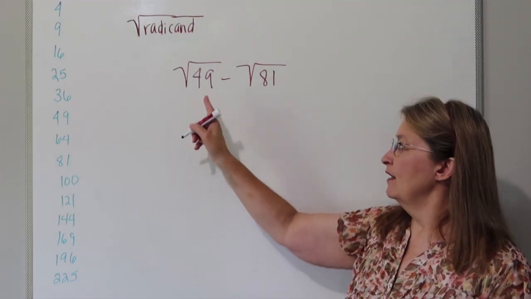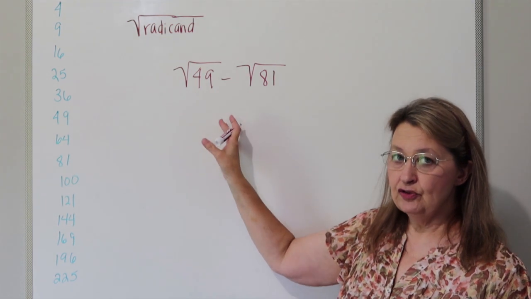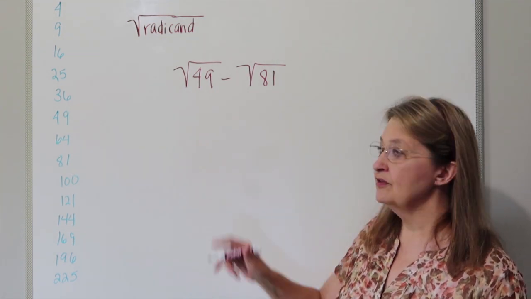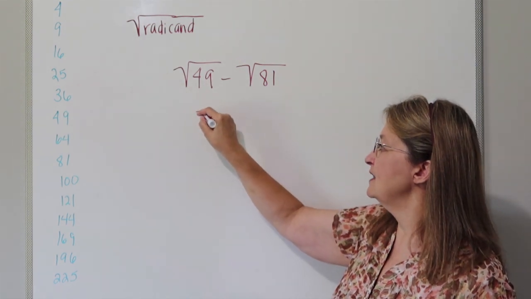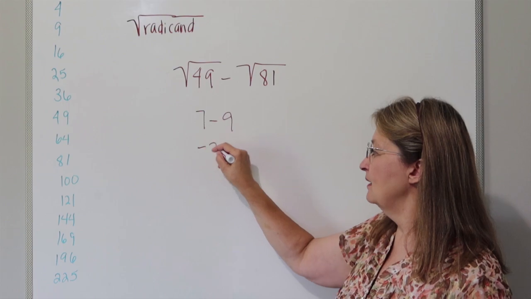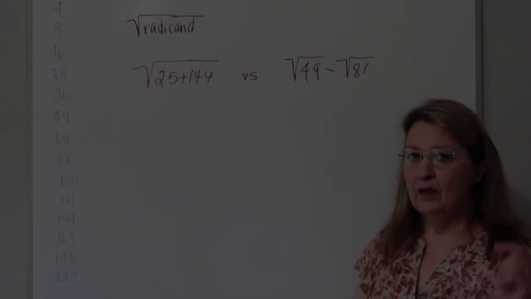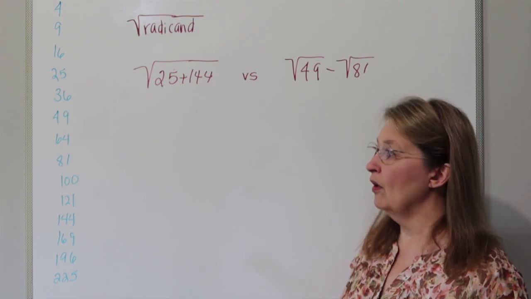Example 1d, I have square root of 49 minus square root of 81. So like I said, these are grouping symbols. If we're doing PEMDAS, we're going to do the groupings first. The square root of 49 is 7. The square root of 81 is 9. 7 minus 9 is negative 2. Now I want to call your attention to the difference between the two problems that we just worked.